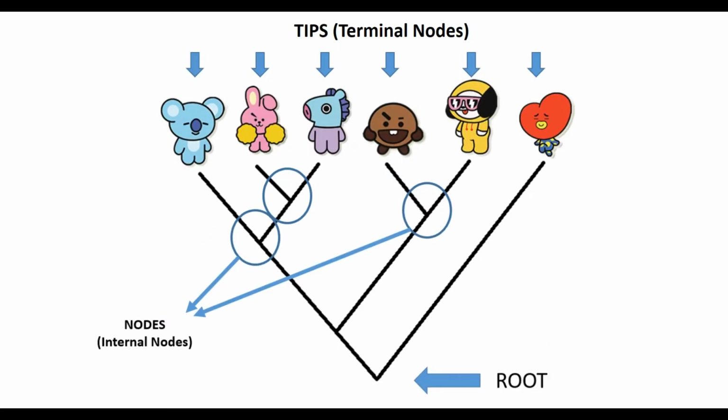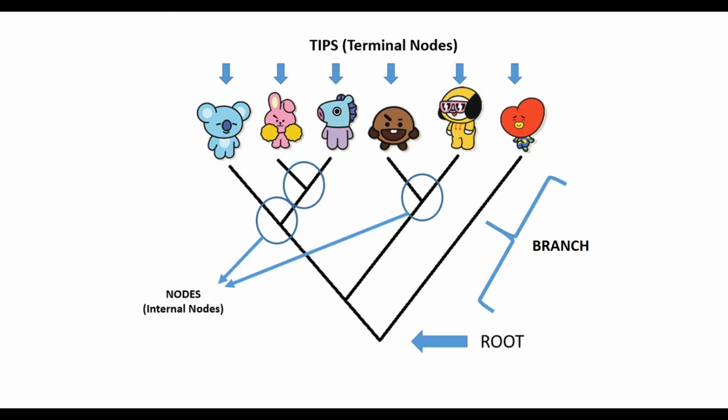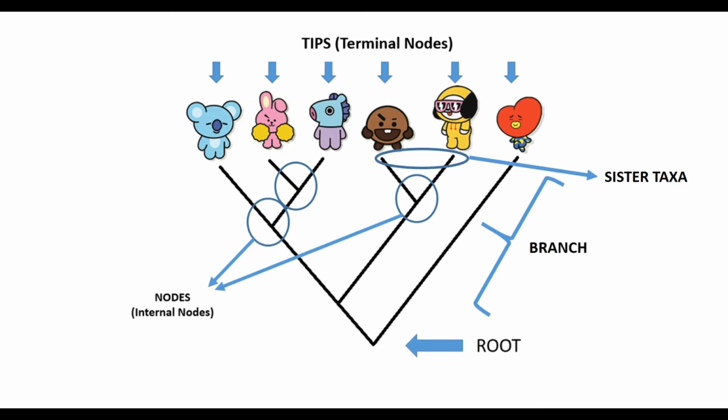The terminal nodes or tips represent current organisms. Although they may not seem related, they show relationships between species that you may not even have thought of. A branch is also part of an evolutionary tree. These groups are sister taxa. They come from the same direct common ancestor.